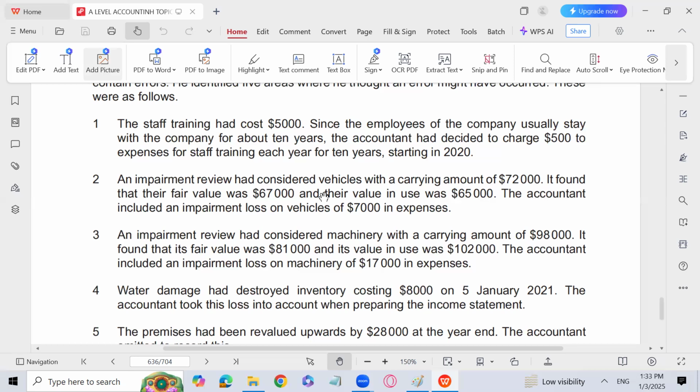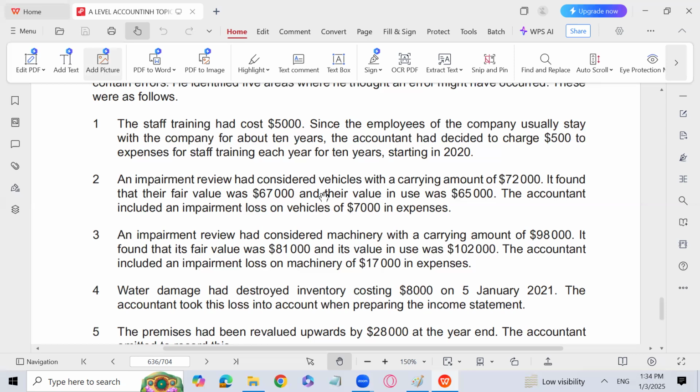The accountant included an impairment loss on vehicles of 7,000 in expenses. Unfortunately, we have recorded an impairment loss of 7,000. So what are we supposed to do? Yes, we have to increase the profit by 2,000, because the impairment loss is 5,000, not 7,000. Recoverable amount is 67,000. Carrying amount is 72,000. So impairment loss is 5,000, but we have recorded 7,000. 2,000 more expense has been written, so we have to add it back to the profit.